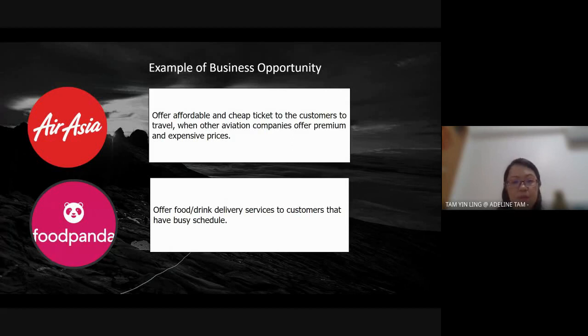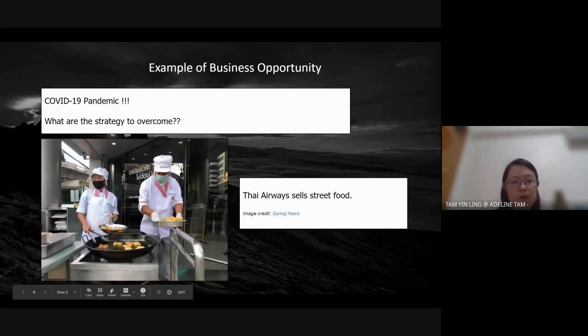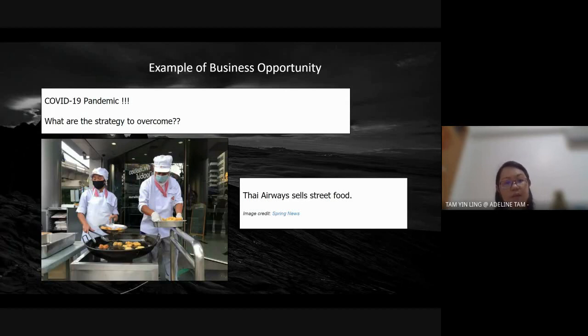For example, let's look at Thai Airways. What they are doing, actually, is they have started to sell street food to people, just next to the street, to everybody. So what we can see is this is a way to reduce the costs of loss they are facing, and at the same time allow their workers to continue to work under this pandemic. So it is a way to solve the problems faced by the business.